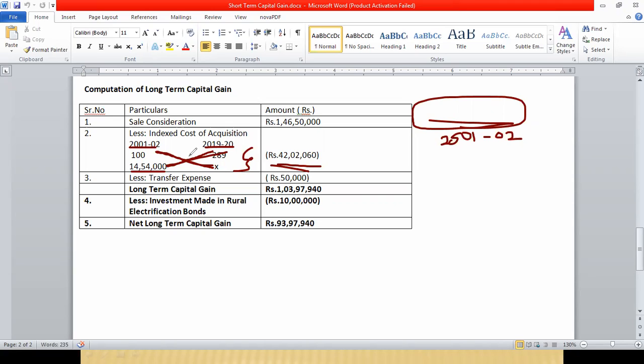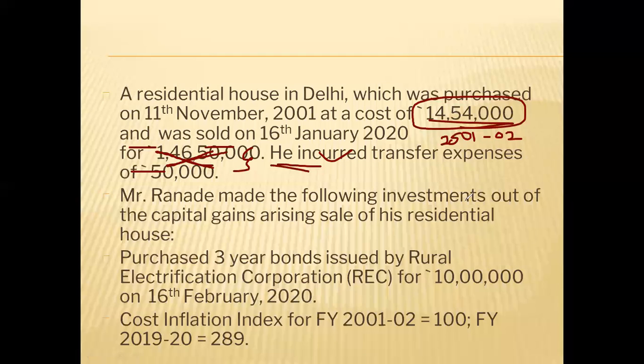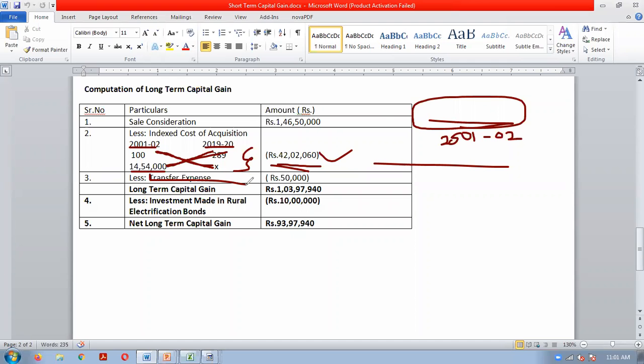Everybody got, yes or no? 42 lakh 2060. By doing cross multiplication, you should get this value. Okay. Now there is one more cost to see. Transfer expenses 50,000. That also will reduce. So we'll get our long-term capital gain.